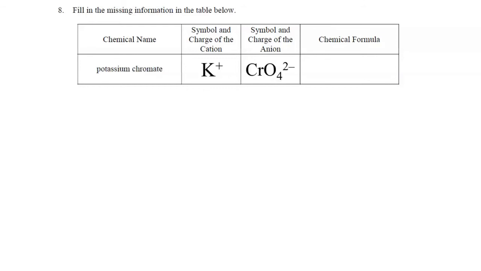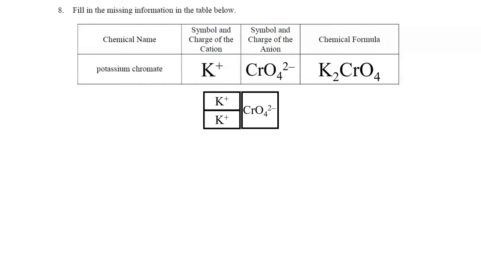Our next example is potassium chromate. Since potassium is +1 and chromate is -2, we need 2 potassium ions for every 1 chromate ion. We don't need parentheses. It would just be simply written as K2CrO4.